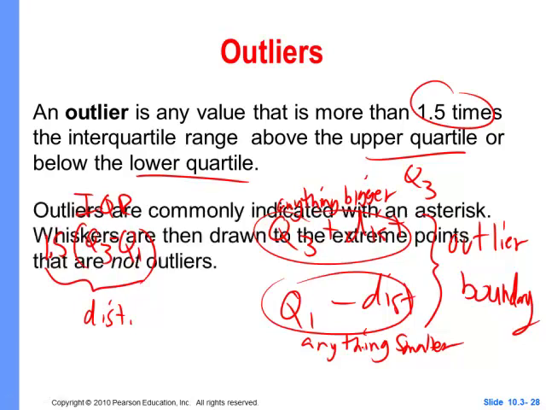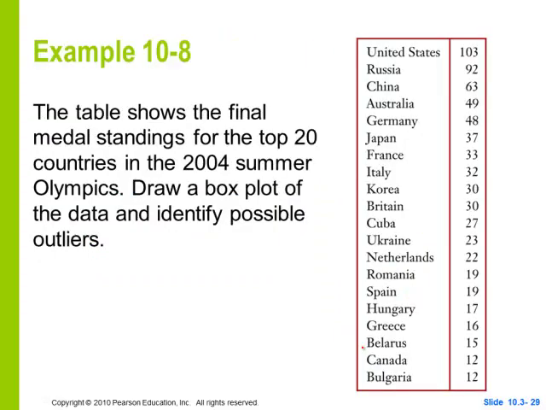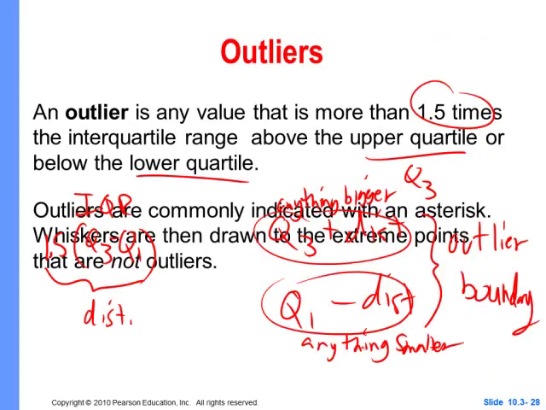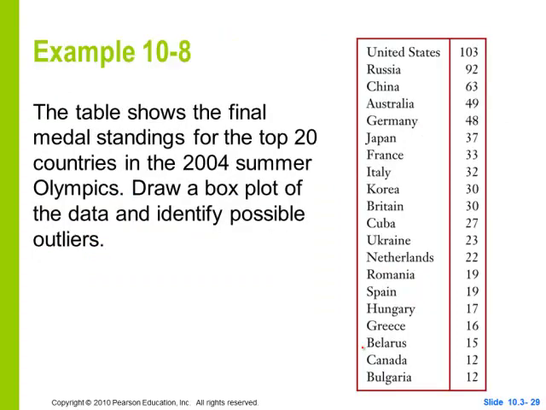What's underneath here is just you put an asterisk in the box plot. When you draw your whiskers, don't draw your whiskers out to those outliers. Instead, put asterisks on the outliers and draw the whiskers out to where the non-outliers are.